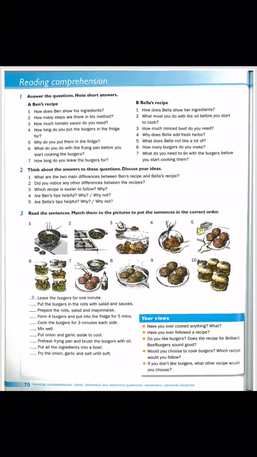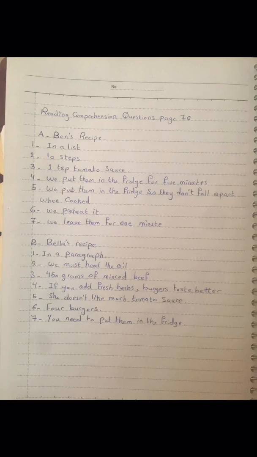طيب نيجي ل how many steps are there in his method. How many steps are there? We have 10 steps. ولو ترجعي برضو للريسيبي تبعت بن رح تشوفي انه there are 10 steps.